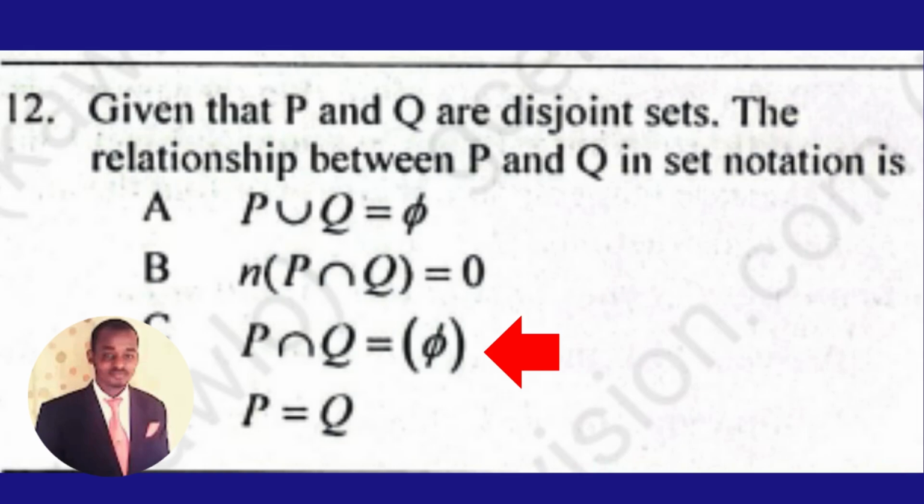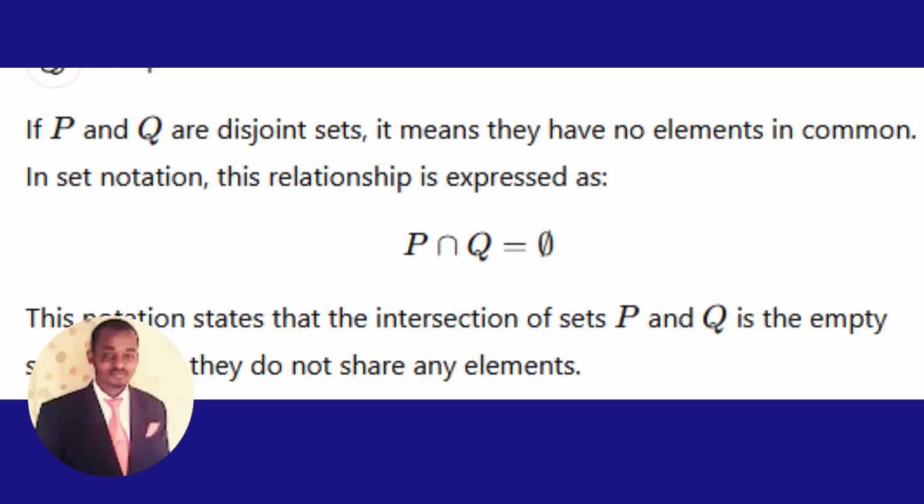They say that given that P and Q are disjoint sets, the relationship between P and Q in set notation is, so the correct answer is C, as you can see from here. So what is the solution? This is how we came about the answer. If P and Q are disjoint sets, it means that they have no elements in common. In set notation, this relationship is expressed as you can see here. When sets have nothing in common, this is how it is represented. That is why we come to this answer.